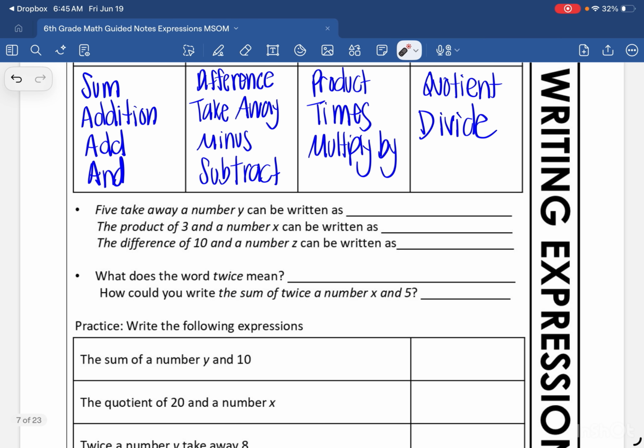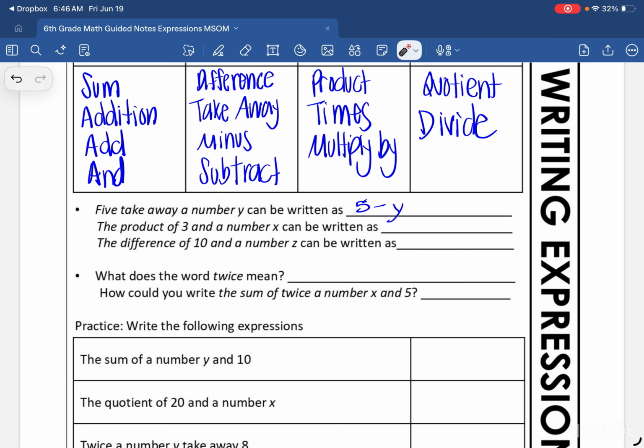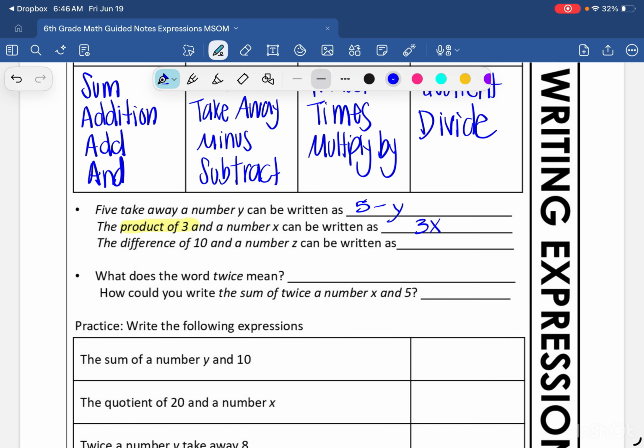Now it says 5 take away a number Y can be written as 5. Take away means minus, so 5 minus Y. The product of 3 and a number X can be written as, so product is multiply, so 3 and a number X. Now we don't need to write the multiply sign here between the 3 and the X. We can, but if I just write them next to each other, that also will imply multiply. The difference of 10 and a number Z can be written as 10 minus Z, because difference means subtract.